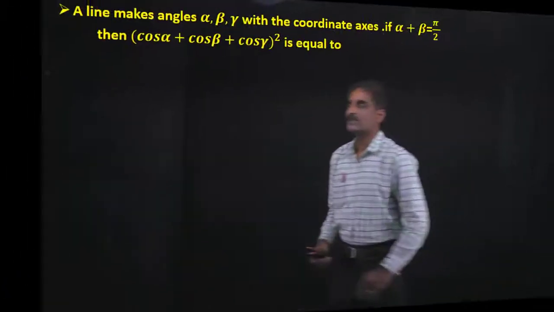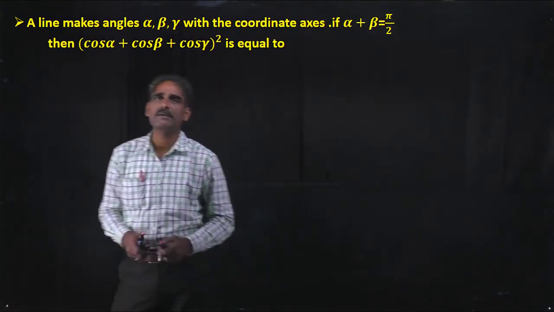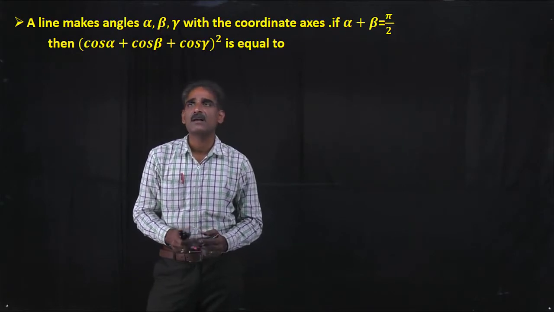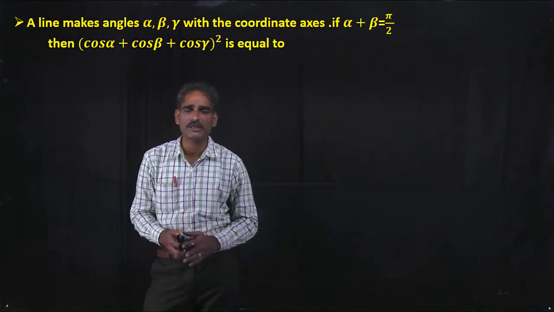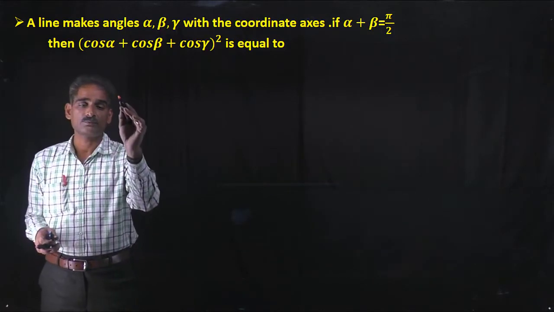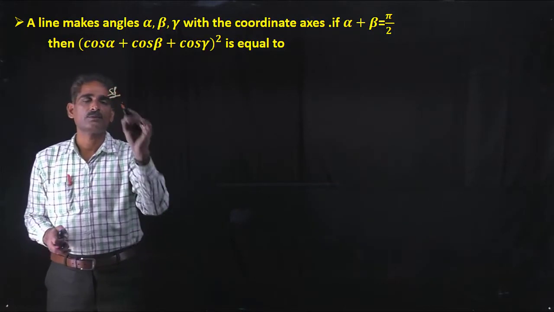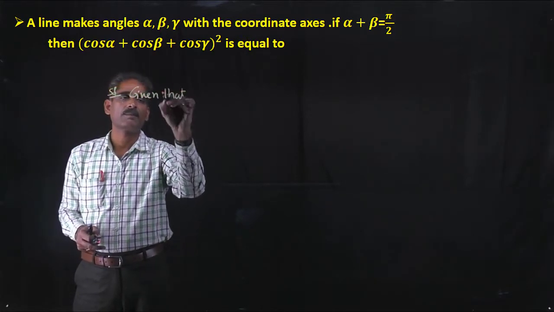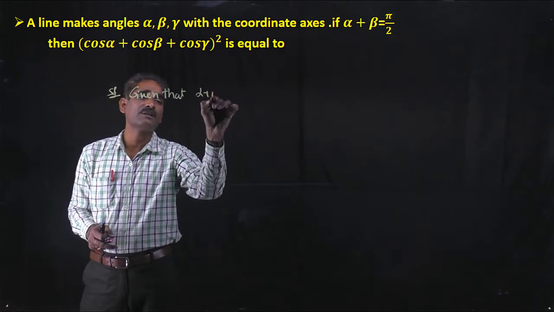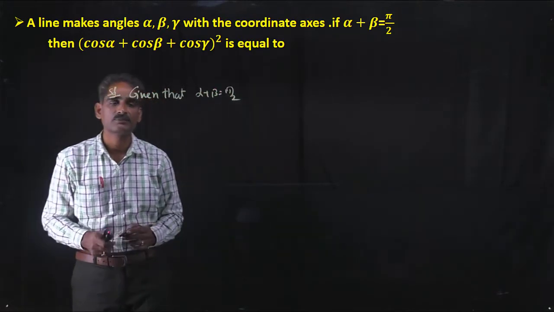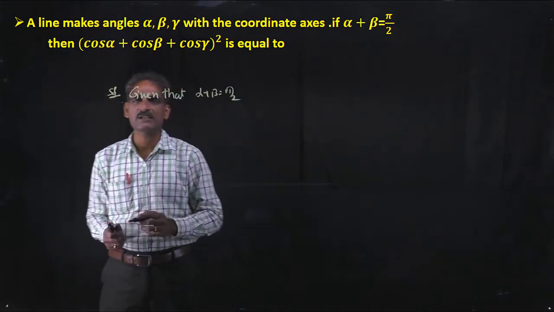Okay, see this problem. A line makes angles alpha, beta, gamma with the coordinate axes, and we are given that alpha plus beta equals 90. We have to find the expression value. So now, given that alpha plus beta is equal to 90, that's it. Alpha, beta, gamma are the angles made by the line.